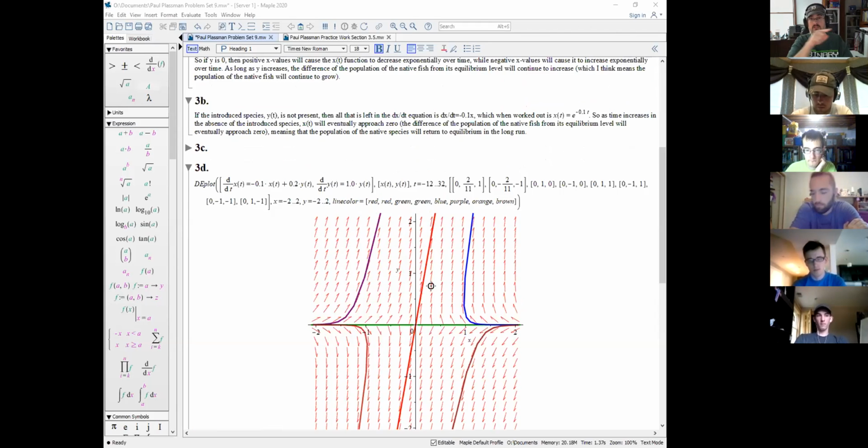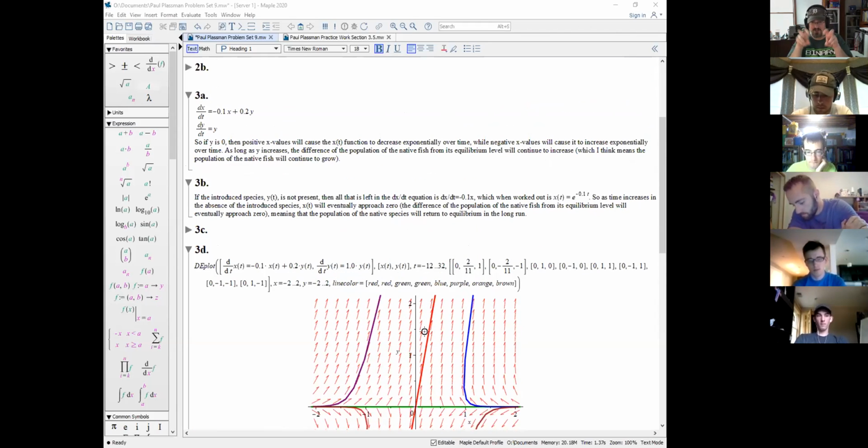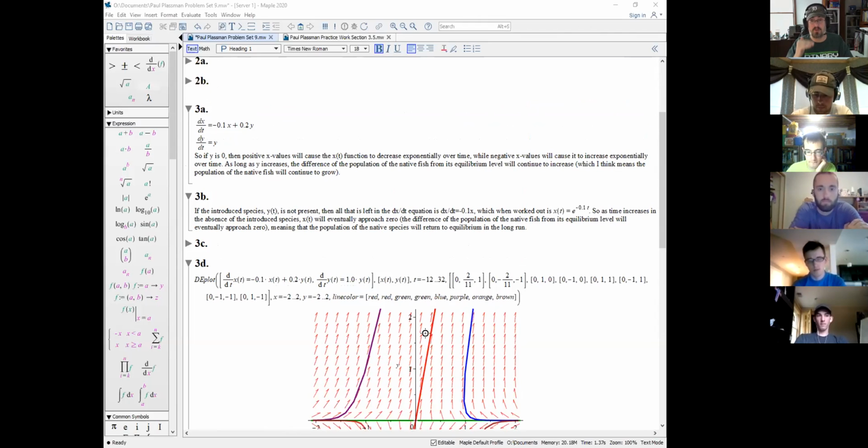So all of the solution curves that are above the x-axis, as long as y is positive, as long as y is above 0, what happens to the solution curves over time? Where do they go? It looks like both the x and the y increase over time. Okay. So what does that mean for the introduced fish population? What's it going to do?